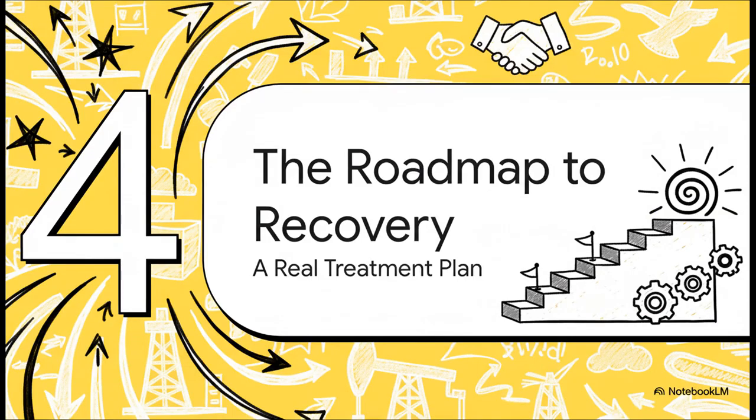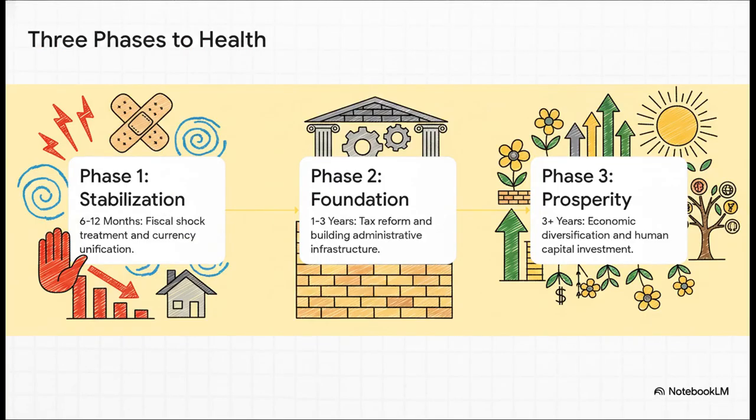Okay, so if dropping zeros isn't the real answer, then what is? Well, the good news is the source material actually lays out a very clear, very comprehensive roadmap to a real recovery. Now, it's not easy, but it is clear. The whole plan is broken down into 3 really logical phases.